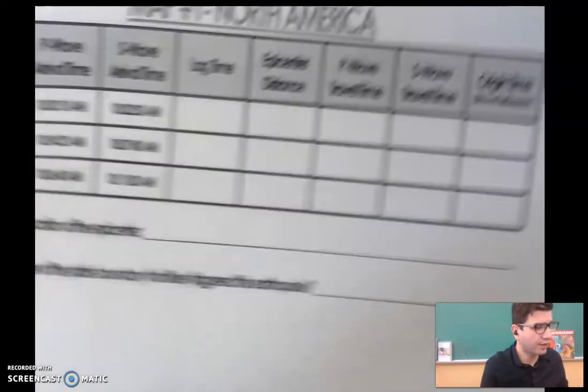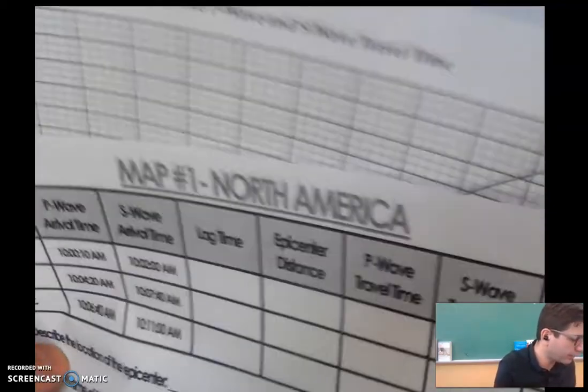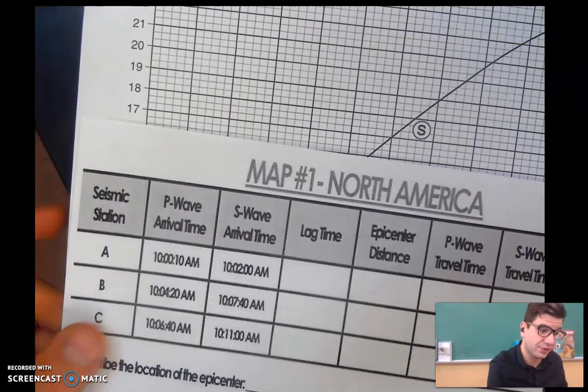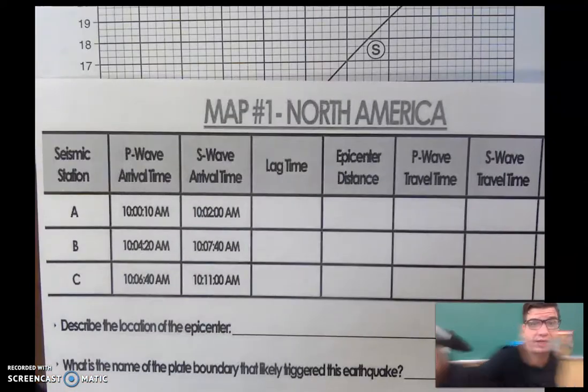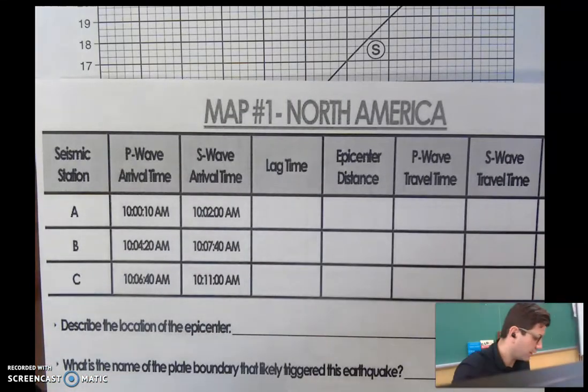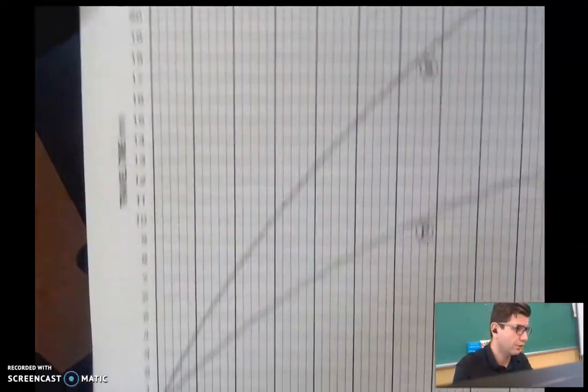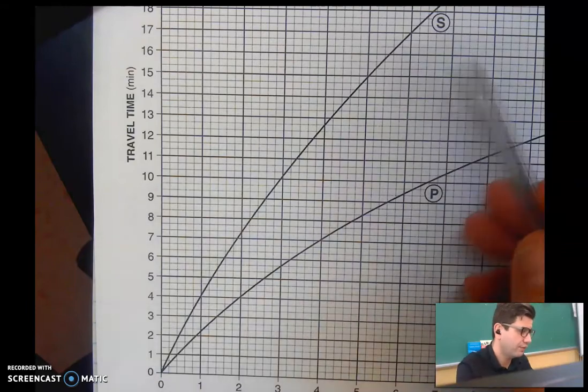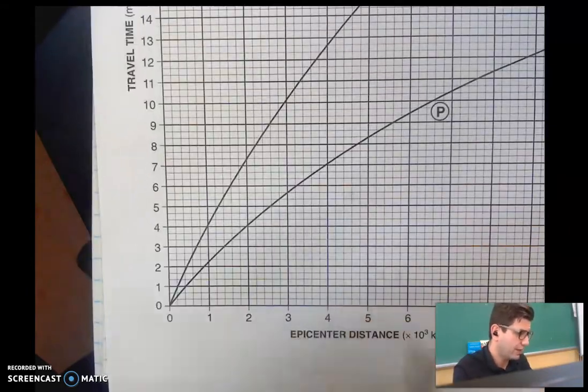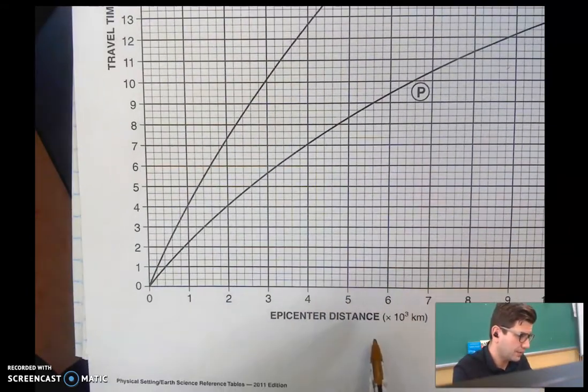All right, welcome guys. Quick crash course on how to calculate the distance to epicenters using Earth Science Reference Table page 11. Okay, so take a look here. I have Earth Science Reference Table page 11. You've got your P wave and your S wave curve. You have the bottom part on here, which says epicenter distance.